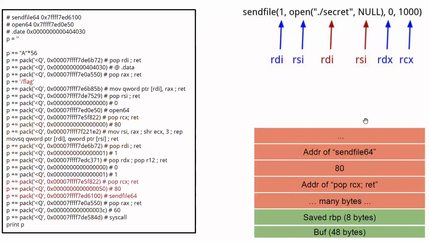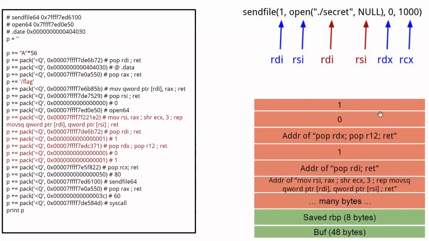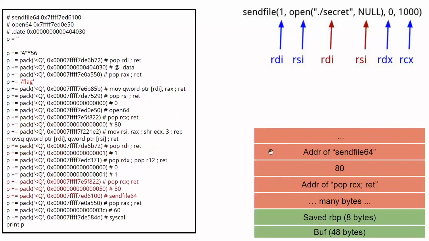RCX, did we really change it? We do change it. So there's another gadget, pop RCX, here. And here I just use 80. I didn't use 1000 because the flag is not that long, right? Then we have the sendfile64 function address. That's it. We don't need the last one. So that is what our exploit looks like.